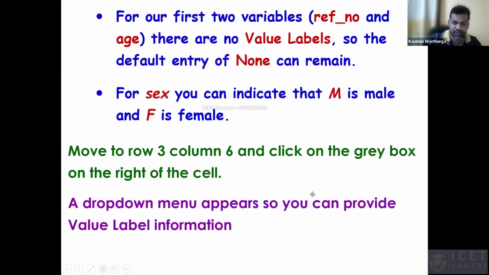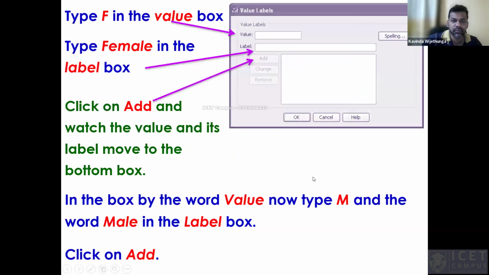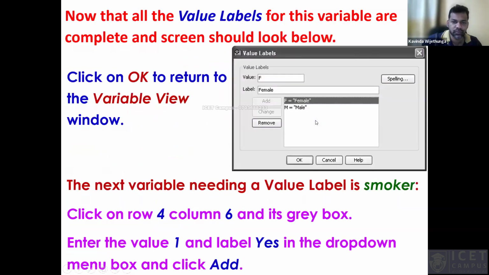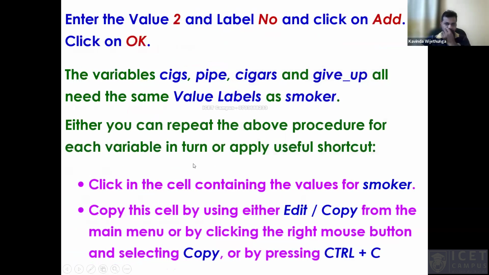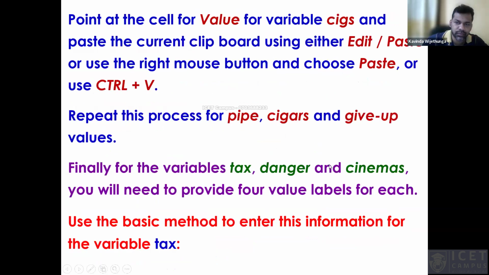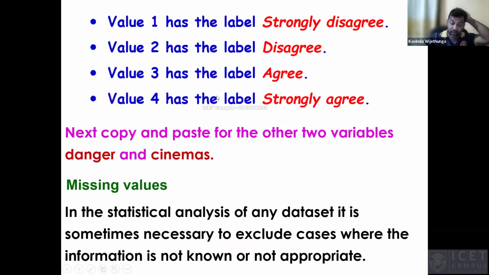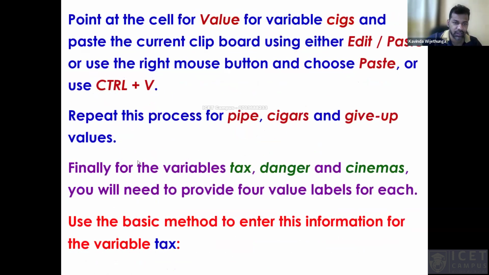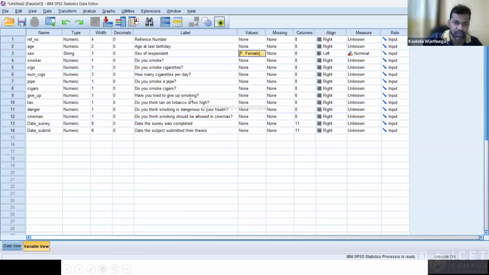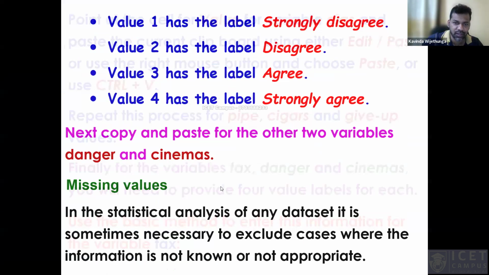Yeah, these are the things we discussed. Then again, we have to label the questions. There are questions like: Do you smoke? Do you think tax on tobacco is too high? With answers like strongly agree, strongly disagree.